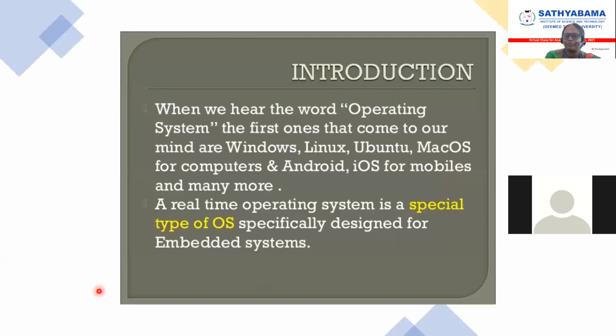I think on two days I gave an introduction about what an RTOS is and what the difference is between these two. With desktop operating systems, we all know we are all using Windows. Other than that, there are Linux, Ubuntu and Mac OS. Android and iOS are the operating systems for mobiles. Android we all use in our smartphones, and iOS is specifically designed for Apple phones.